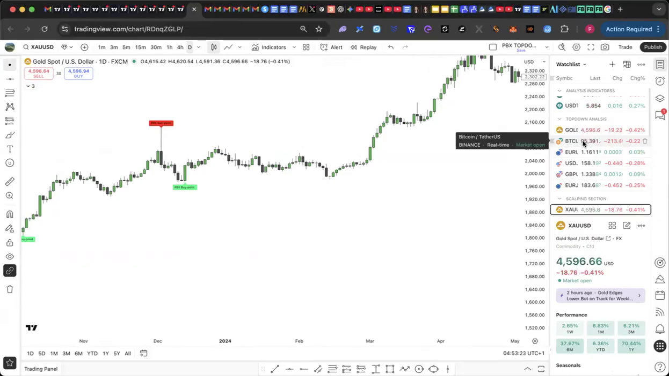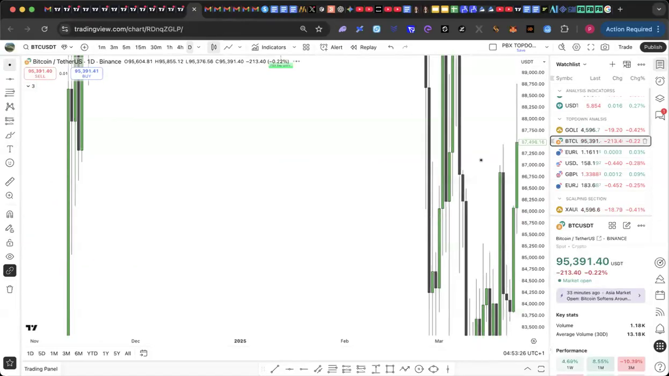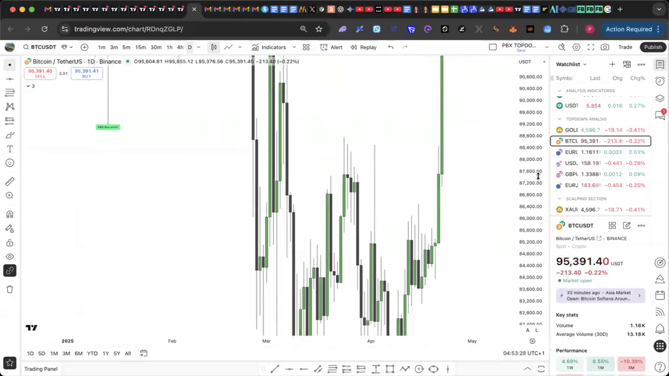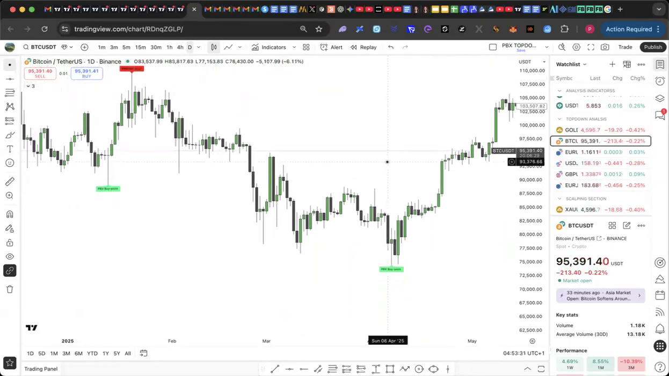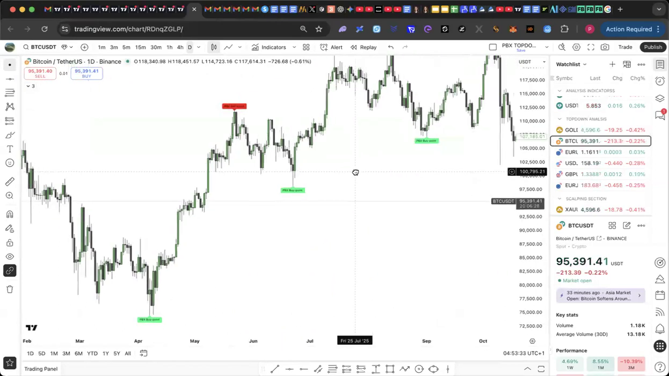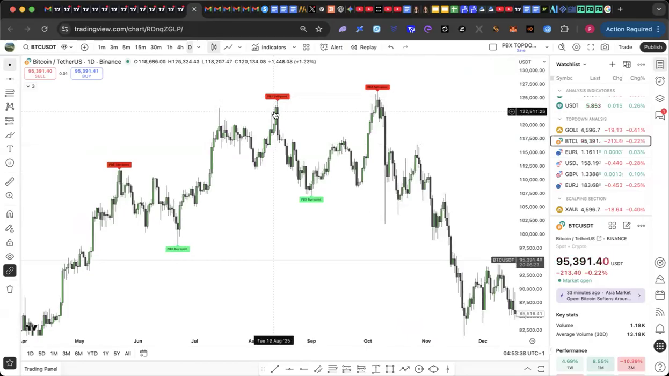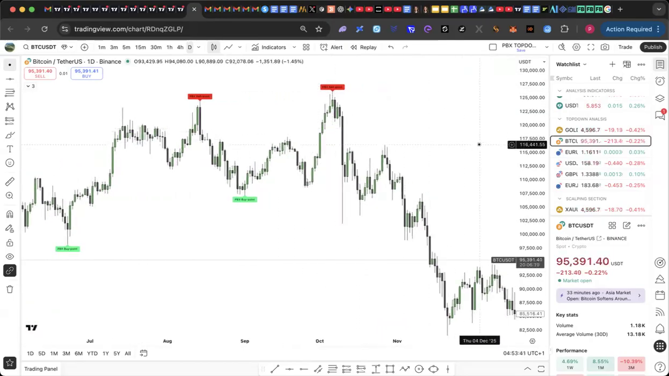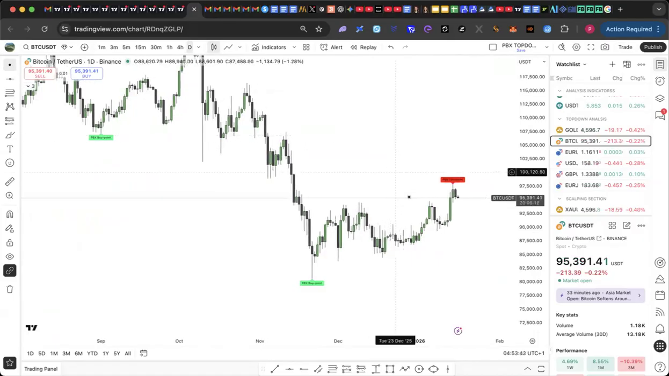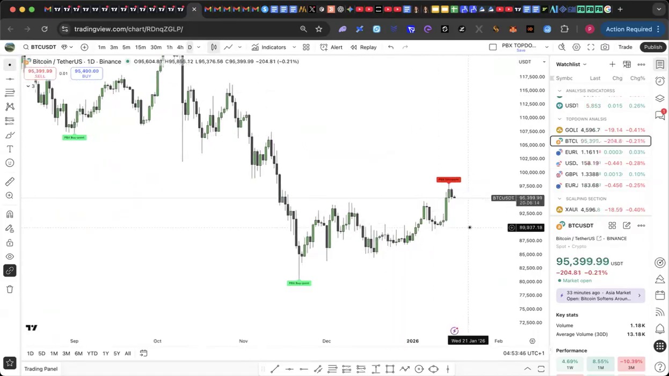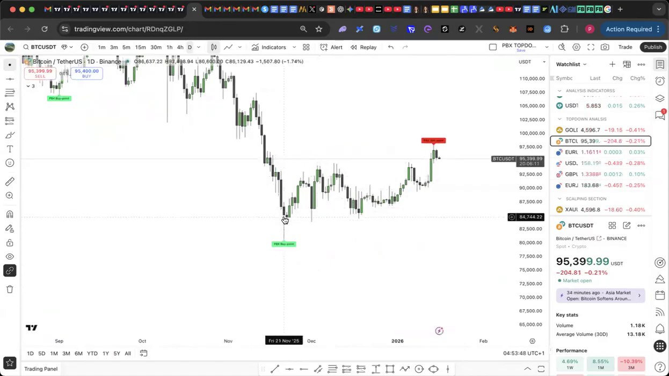So if you go to Bitcoin, for instance, look at Bitcoin. Can you see now? This is the daily chart. See Bitcoin. This is daily, guys. All right. So Bitcoin, see, even this current sell is selling. I hope you see. See the buy. This buy was since when? Since November 2025.